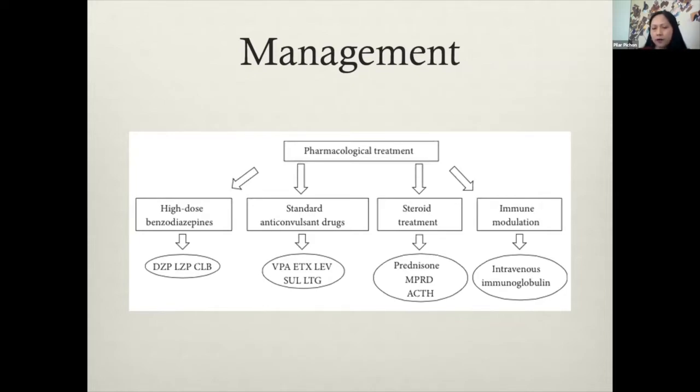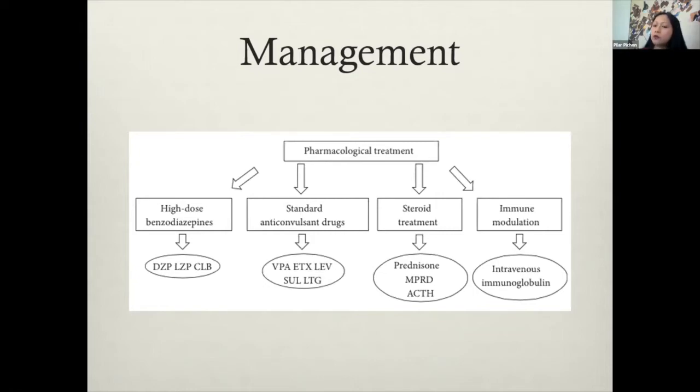But then you have to consider the side effects of this treatment, such as hypertension, high blood pressure, and then they can also have high glucose, weight gain, or their behaviors can get worse as well. So I monitor the children that I put on steroids very closely.